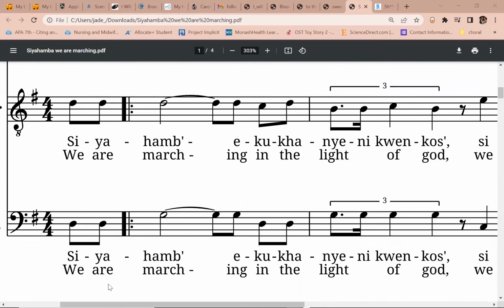And finally, let's look at the bass. Now we have our beloved bass line, which literally just has the same interval most of the time. So please count it out. What is your interval from we are to march? Everyone do this, not just the basses. I hope everyone's been doing it for every part. Alright, we know it's a fourth, yeah? We are marching in the light of God. So that's pretty simple. It's those two notes that you're alternating between. We are marching in the light of God.